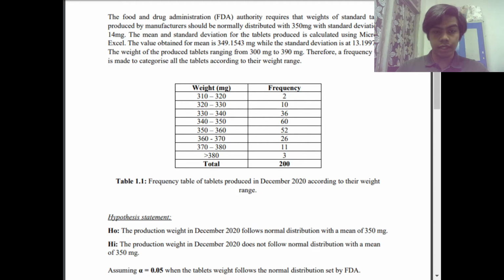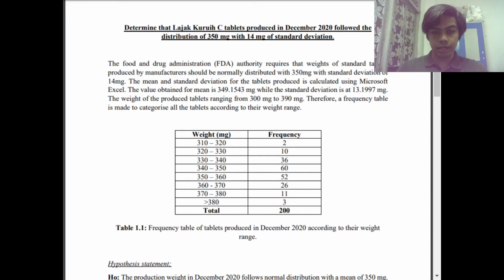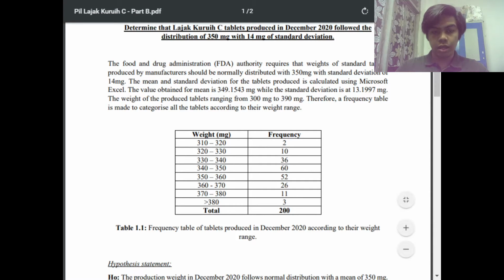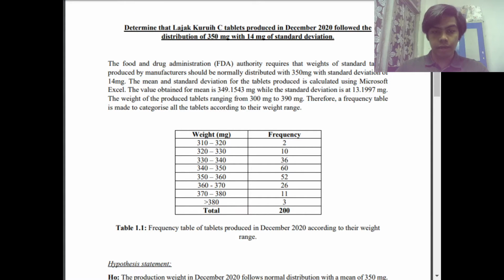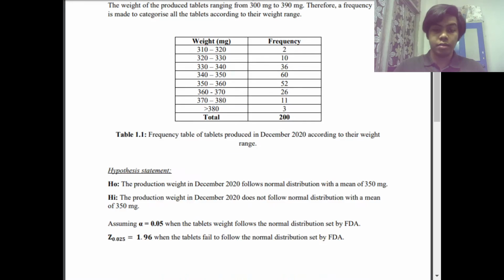So as you can see in this figure, in this table 1.1, we have a frequency table where we separate the tablets according to their weight range by 10 milligrams. So we have tablets starting from 310 until 390 to greater than 380. So our total count here is 200. So as an example here, for instance, we have 310 to 320 for our tablets range. So we have 2 tablets produced in that range of weight.